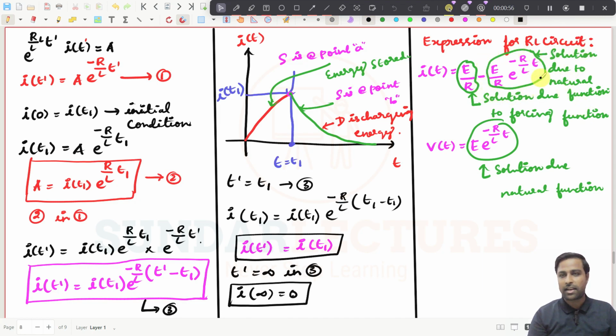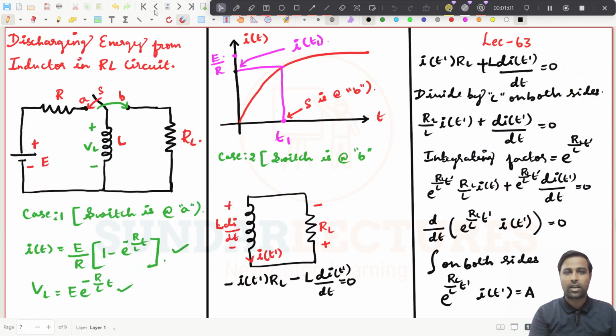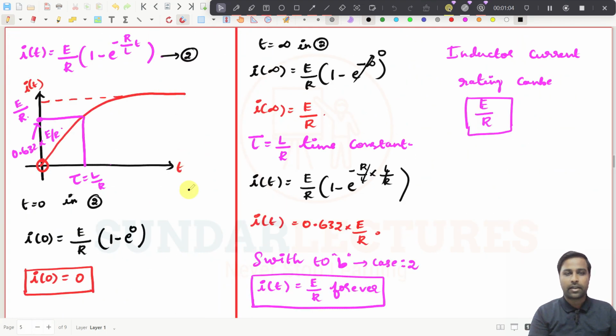Try to understand, this one always becomes 0, and we have seen that. You can easily see here, this is the i(t) expression. If you multiply this out, you will get E/R minus E/R e^(-R/L t). But finally, when you give the stipulated time, this term will vanish. For t equal to infinity, you will get E/R only. You don't see the solution due to the natural function. Try to keep in mind these kinds of basics.